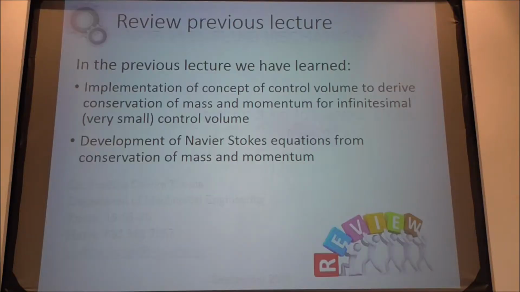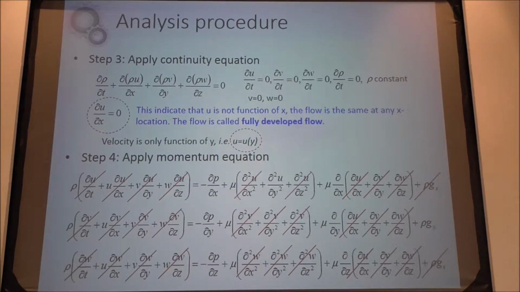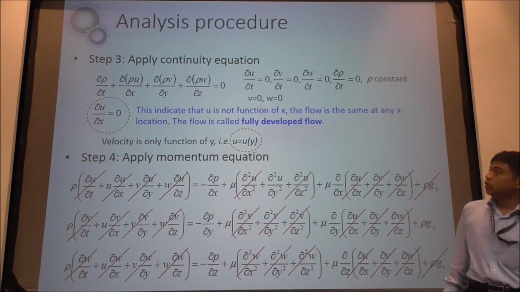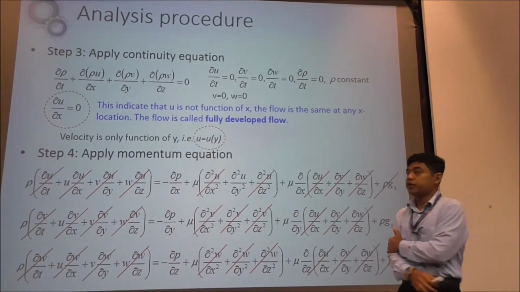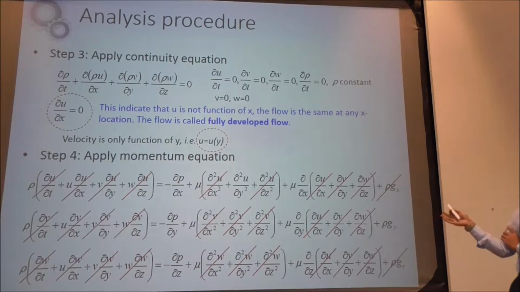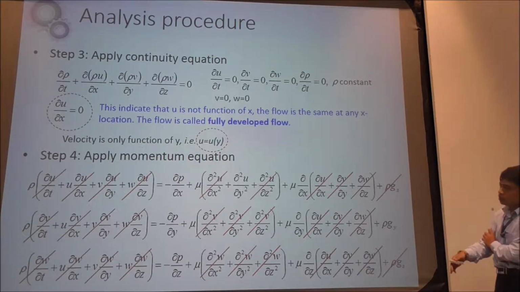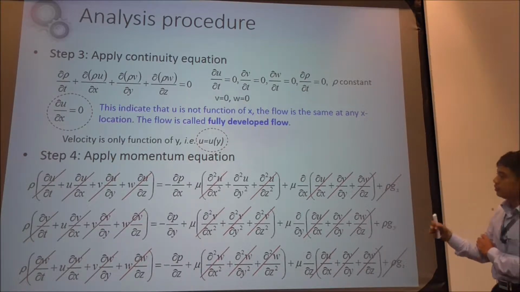So let's take a look at the location where we stopped our class last week. This is what we have from last week. Depending upon the condition of the flow, you can simplify the Navier-Stokes. Rather than Navier-Stokes, it is a full conservation of mass and momentum, and for some specific cases, you can simplify it.